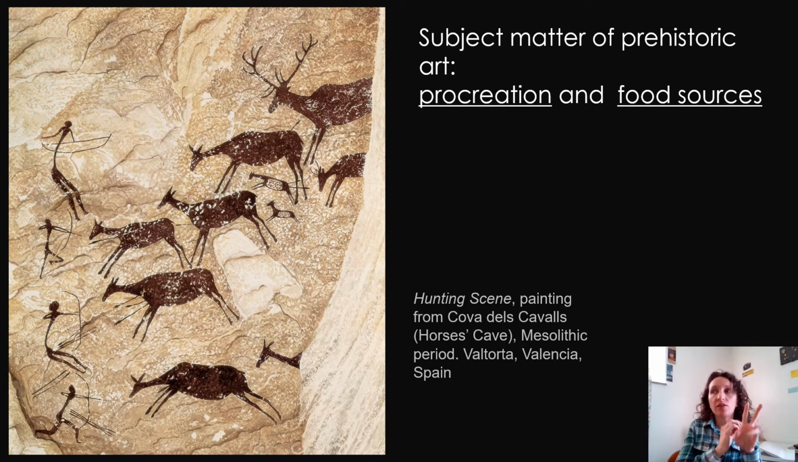So, like I said, the three basic needs of human beings at this time are food, shelter, and then reproduction or procreation. So let's talk about food sources for a moment and how art could be the first communicator over time. There are two basic theories about how art got started in this really early Paleolithic period.